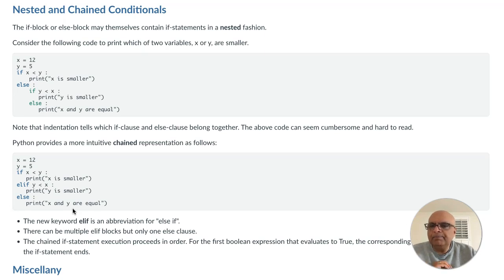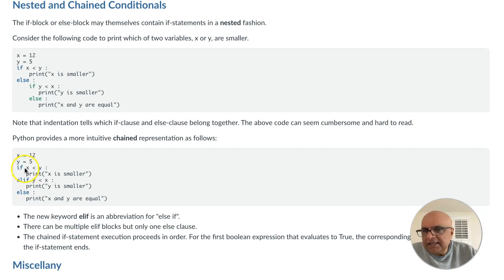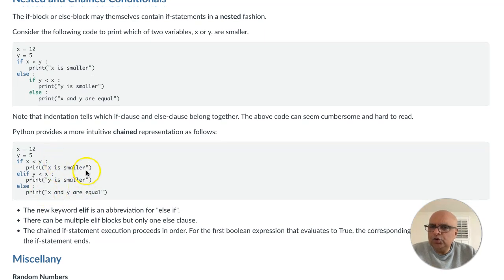So let's talk about this a little bit. There's a new keyword called elif, which is an abbreviation for else if. You can have multiple else if blocks, but you can only have one else, right? So in a chained statement, you basically are going down and checking each Boolean expression, and the first one that is true, you execute the corresponding block, and then the whole if statement stops. So it's very, very clean and very, very easy to understand this kind of representation.